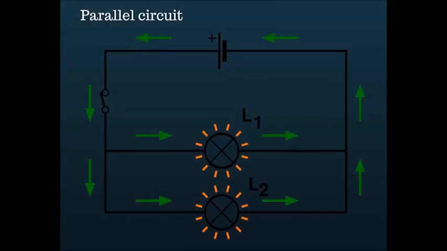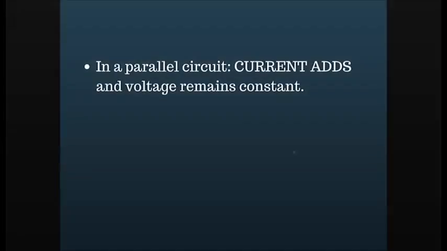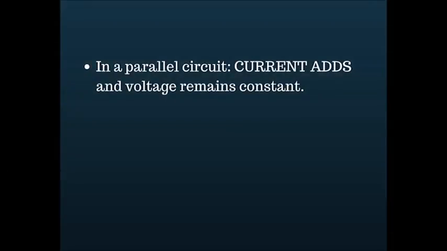In a parallel circuit, the negatives of loads 1 and 2 are connected together, and the positives are also connected together. In a parallel circuit, current adds and voltage remains constant.